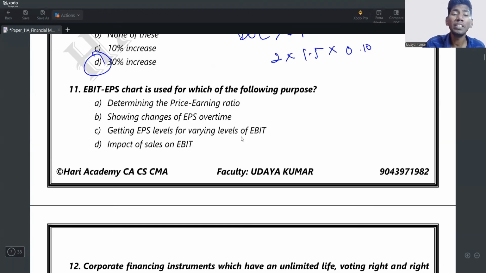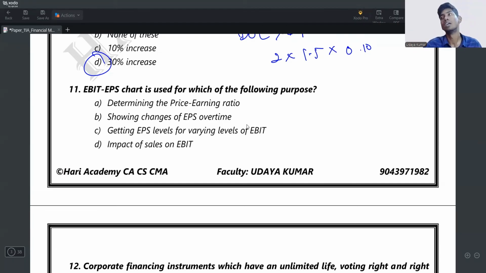The EBIT-EPS chart is used for which of the following purposes? Option A, determining the price earning ratio. Option B, showing changes of EPS over time. Option C, getting EPS levels for varying levels of EBIT. Option D, impact of sales on EBIT. The right answer is what? Getting EPS levels for varying levels of EBIT.